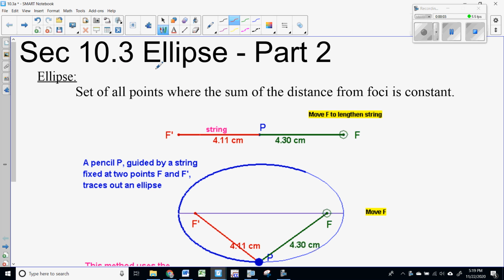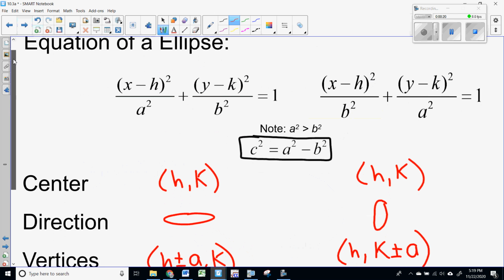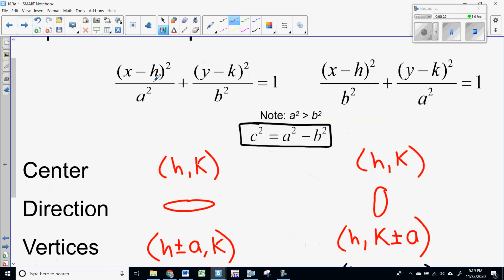Today we want to continue our look at ellipses. I first want to start off by reviewing what we have done previously. We talked about the definition, the set of all points where the sum of the distances from the foci is constant. We looked at our equations of an ellipse, and some of the highlights: a is always the larger of the two numbers, and c squared is equal to a squared minus b squared.